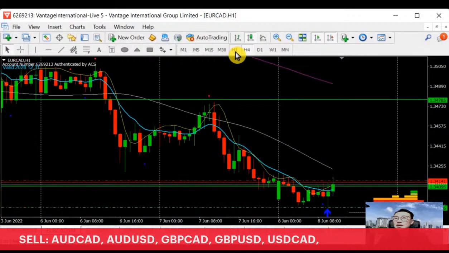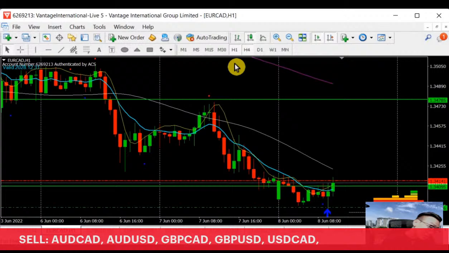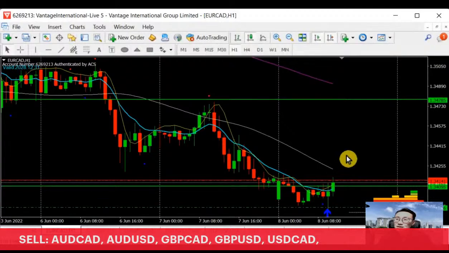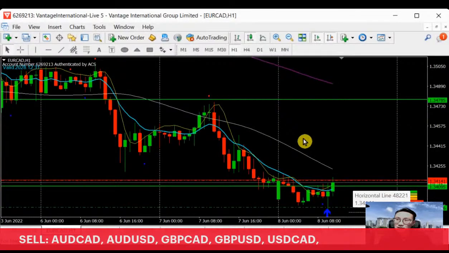In terms of H1, we have a resistance over here and we are now testing the resistance. If you want to buy, you don't buy at the resistance. Let's wait for it to go up first, retest the resistance as a support, then a buying signal comes again. This is where you buy. Mr. Sumit, you understand?